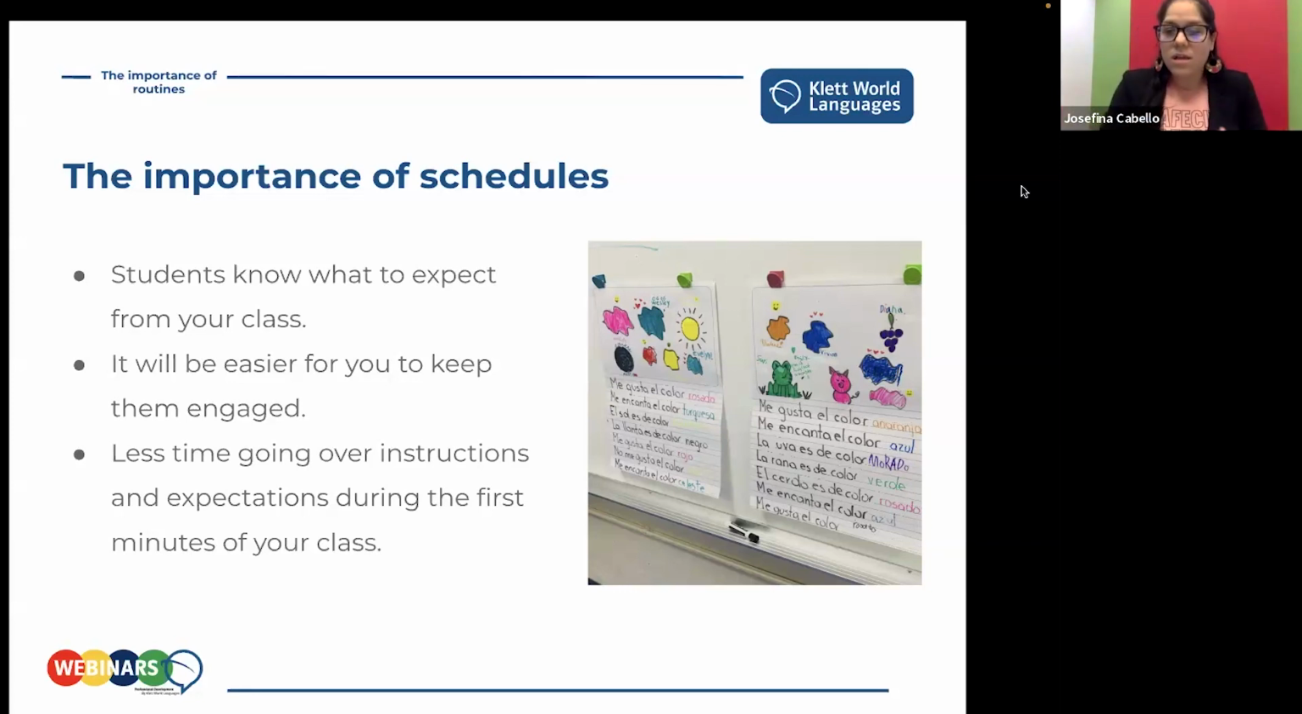We sing a song, then we read a book, then we have an activity, then we watch a video or do a game, but they know exactly what's going to happen. So you're going to spend less time explaining to them what the activities are or what your expectations are about their behavior in your class. We can move on to the next slide.